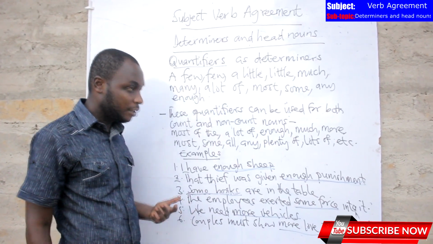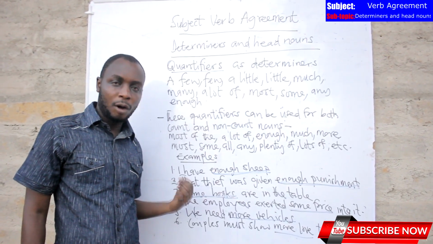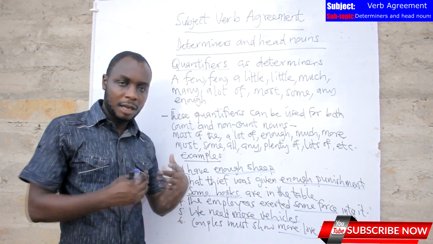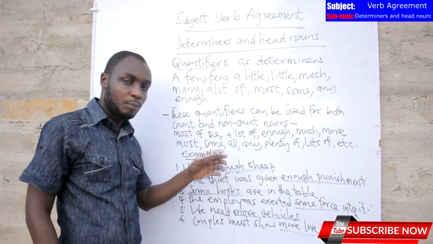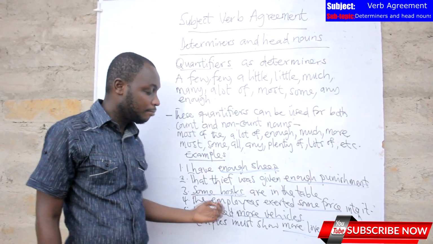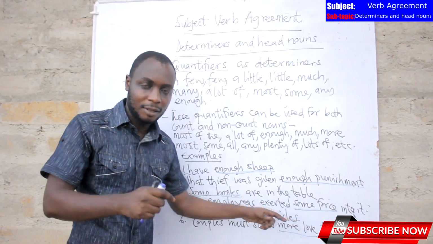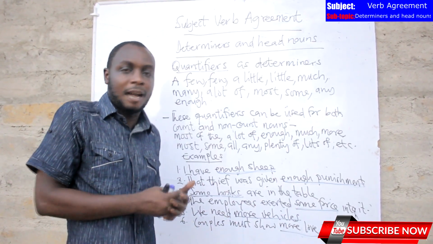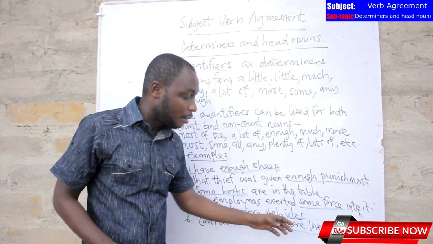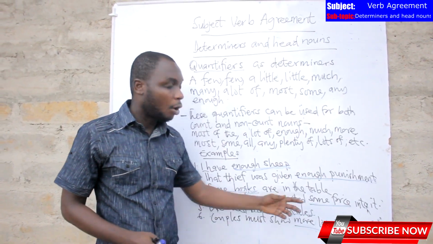And then when we come to this point, we need more vehicles. Vehicles too can be counted, and that is why we use more for it. And then the 6th example, we have, couples must show more love. Love too is a non-count noun. We can't count love, and therefore we can use more for it. Couples must show more love to one another.